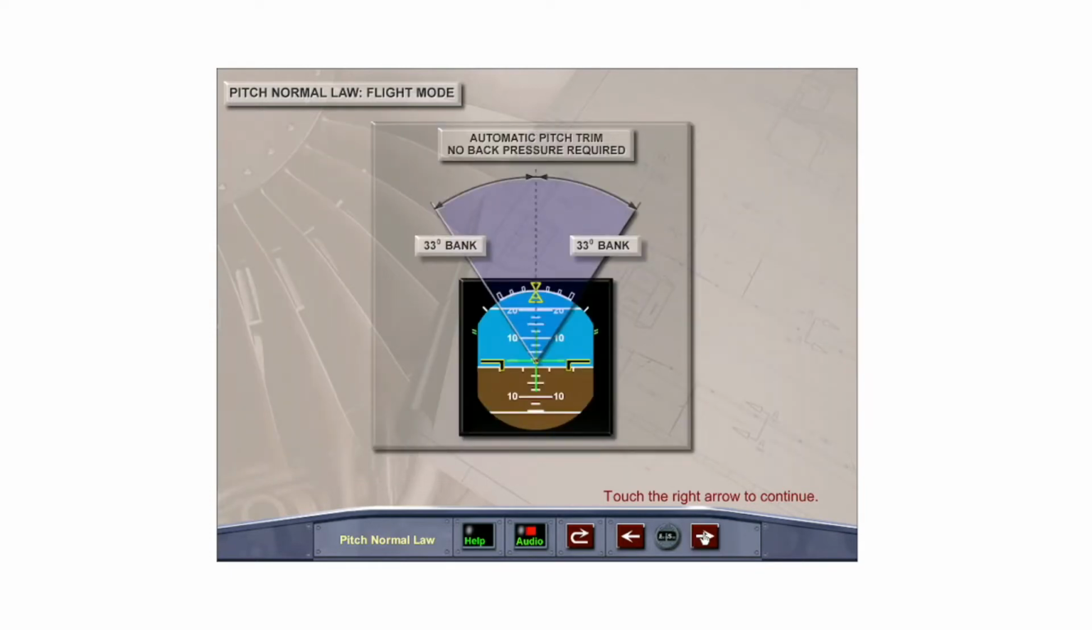In a turn of up to 33 degrees of bank, the pilot does not have to hold back pressure on the side stick to maintain altitude. Once the turn is established, the side stick can be released to neutral.